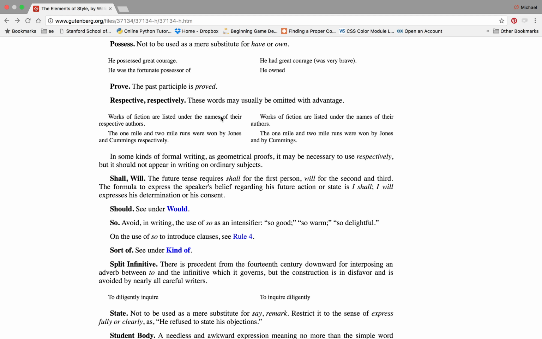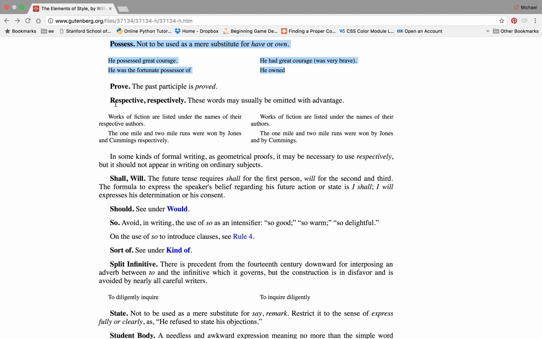Possess: not to be used as a mere substitute for have or own. This is interesting to know. Possess means to have in your possession, like on your person. He possessed great courage, bad. He had great courage. He was very brave. He was the fortunate possessor of, or he owned. Interesting. I think I've made this faux pas many a time. I'm sure I have. So it's not to be used as a mere substitute for have or own. Good to know.